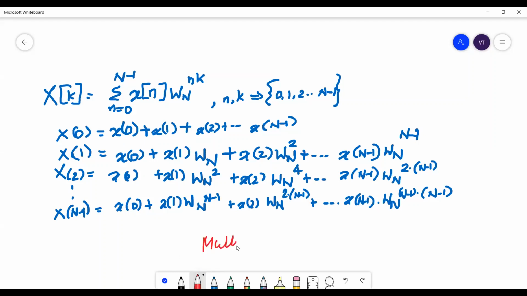Or we will call this MAC, because this is a standard digital signal processing operation. Every operation that we study conforms to this specification, this expression called multiply and accumulate. So whatever we study are all multiply and accumulate operations.